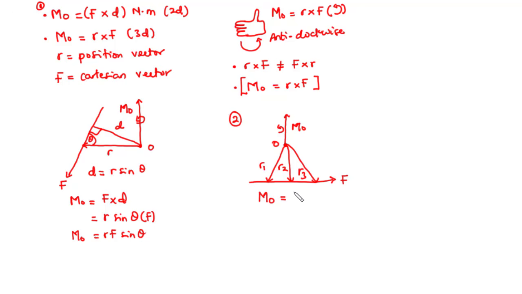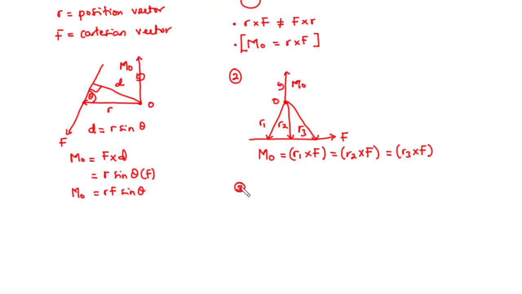So MO is equal to, you can choose R1 cross F, and that will be the same as R2 cross F, and that will also be the same as R3 cross F. So whichever position vector you consider, be it R1, R2, and then R3, the cross product of any of these position vectors and F will produce the same moment.